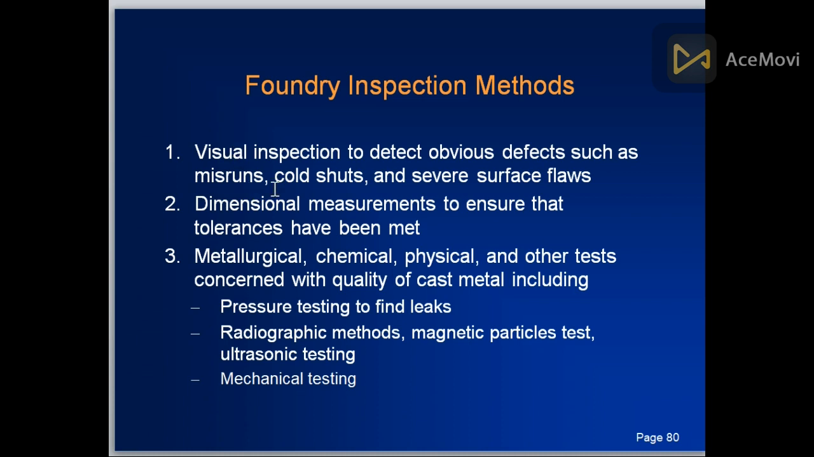Foundry inspection methods include visual inspection to detect obvious defects such as misruns and several surface flaws. Dimensional measurements ensure that tolerances have been met. And metallurgical, chemical, physical, and other tests concern the quality of cast metals, including pressure testing to find leaks, radiographic methods, magnetic particle tests, ultrasonic tests, and mechanical tests. So from here, it is completed.